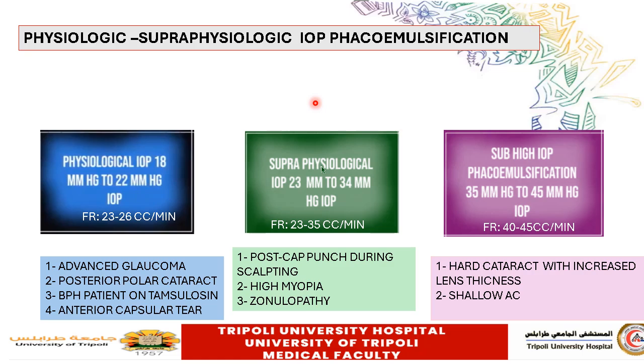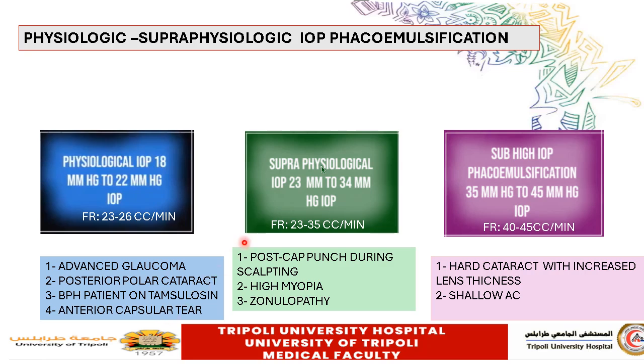You can use a physiological intraoperative pressure or a supraphysiological intraoperative pressure, or you can use a supra-high intraoperative pressure in certain limited indications. For example, a physiological intraoperative pressure of 18 to 22 mmHg with a flow rate between 23 to 26 was found to be useful in advanced glaucoma cases, in patients with posterior polar cataract, and in patients with benign prostatic hypertrophy using tamsulosin. You know, this drug will affect the iris and cause iris prolapse, and it is also useful in anterior capsular tear.